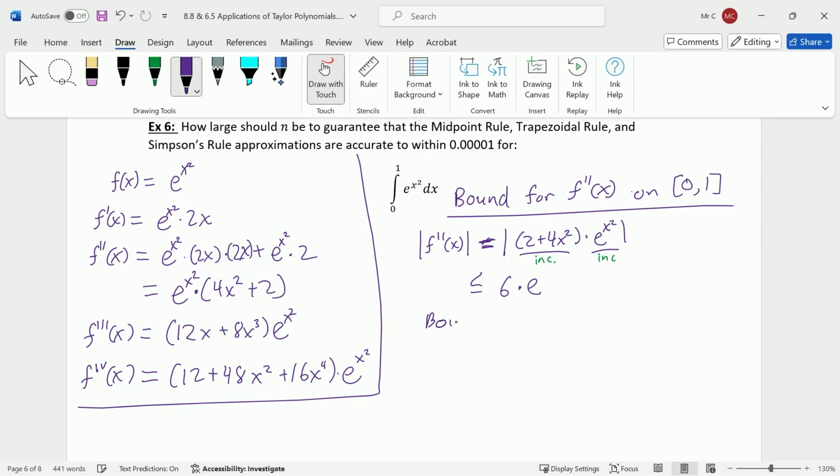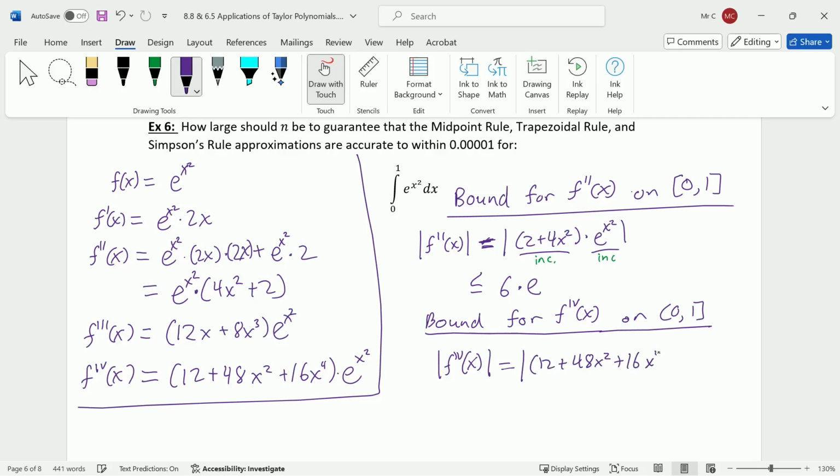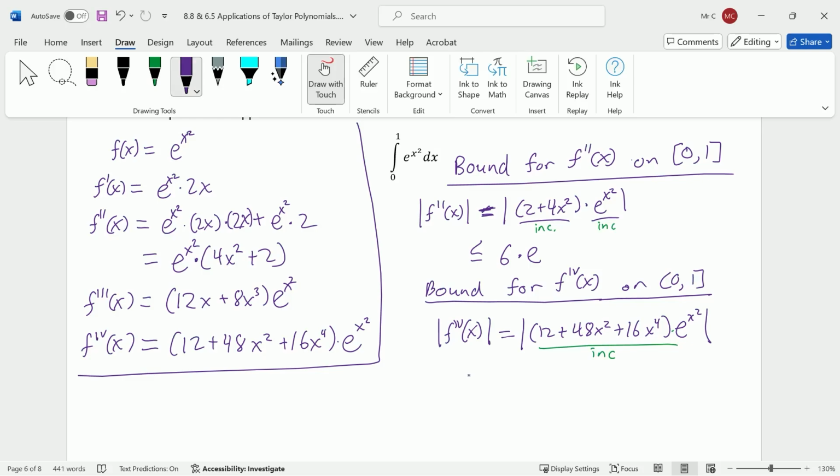And now when I look for my bound for the fourth derivative, also on the same interval, of course, (12 plus 48x squared plus 16x to the fourth) e to the x squared. Again, I look at these two functions and both of these are increasing. So I know that I can plug in just the largest number on the interval, and that will be my upper bound. So when I plug in 1 here, I get 76 e to the first power.